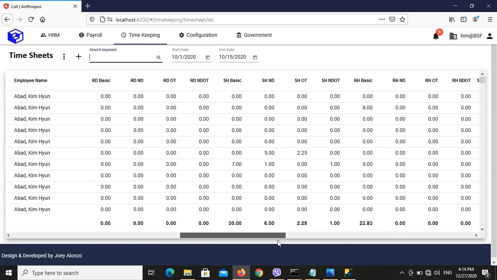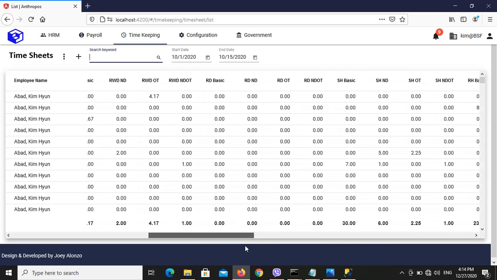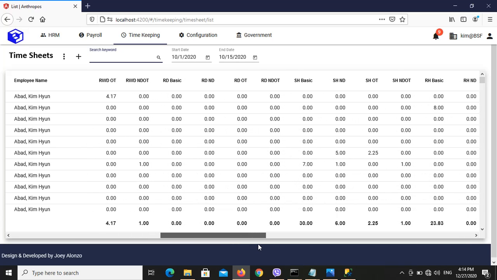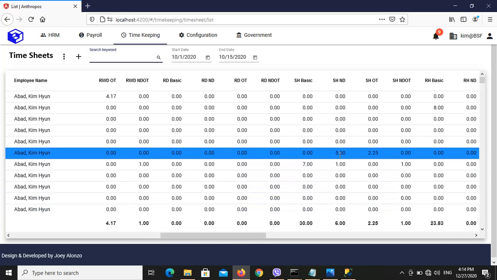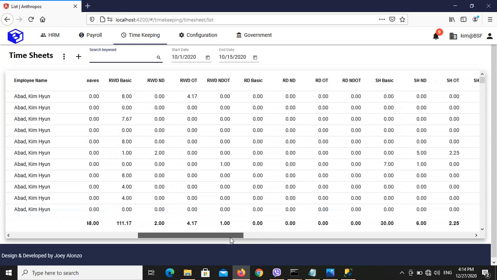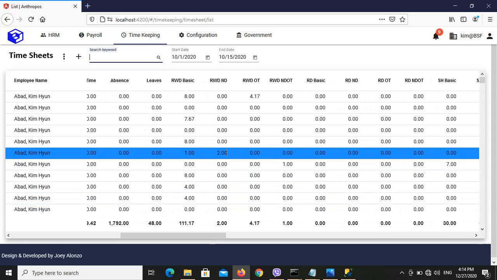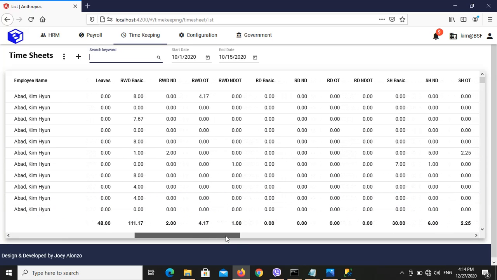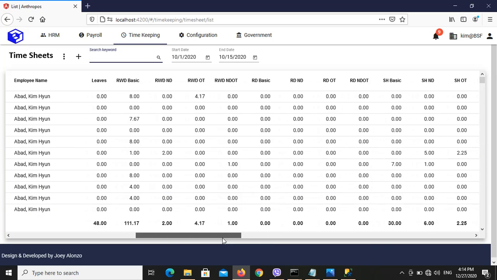Okay, so as you can see, there are some hours here that fall on a certain column. Like here, there are 5 hours for HSND and 2.25 hours for HSOT. And then here there is RWDND and RWD basic of 1. So if you look at the total, it will be 8. So 1 plus 2 plus 5 is 8.